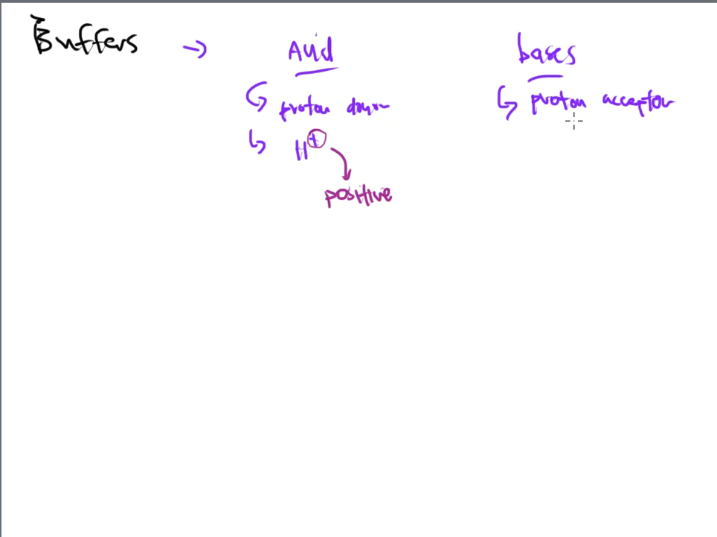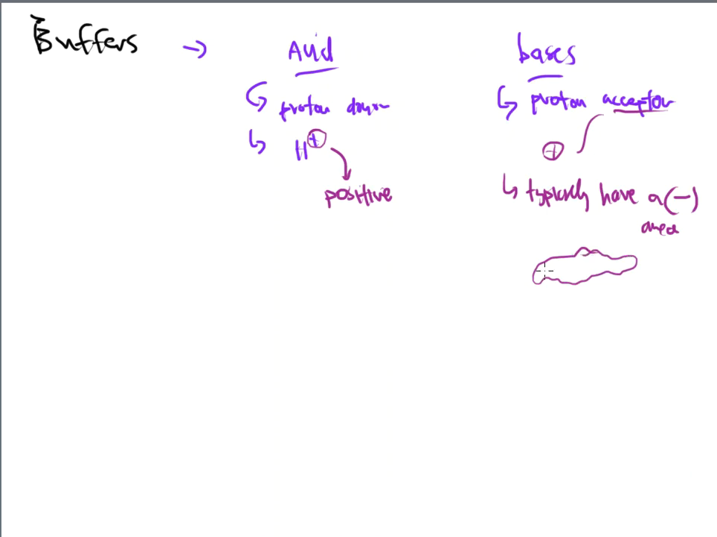And if something is a proton acceptor, then it has to accept a positive charge, which means that bases will typically have a negative area somewhere on the molecule. Let's say here is my molecule. Who knows what it is? I don't really care. And let's say a part of this molecule has an area here that is negative. All right, well, that serves as a very good temporary home for a hydrogen because hydrogen is typically positive.